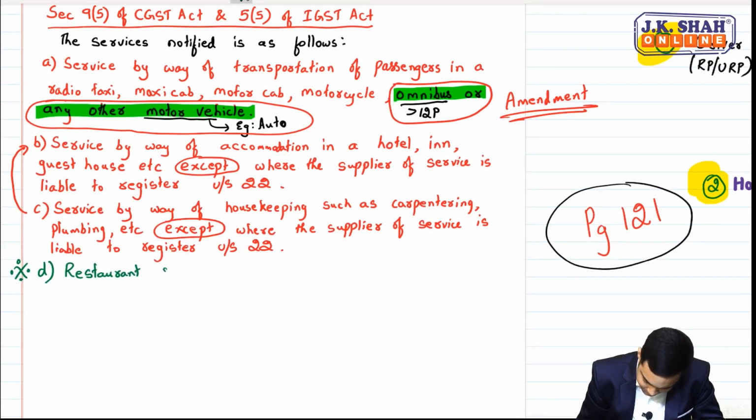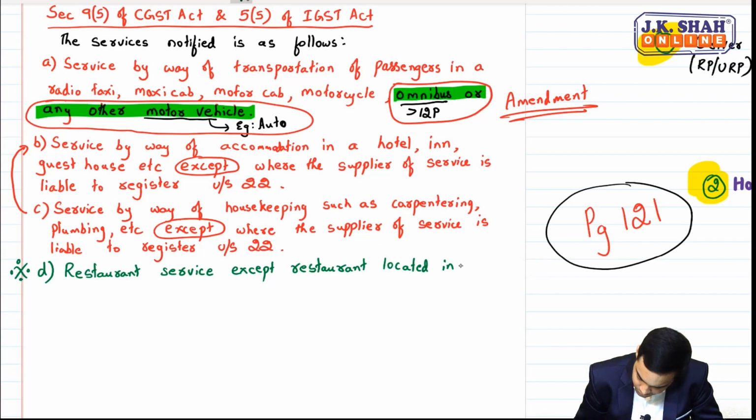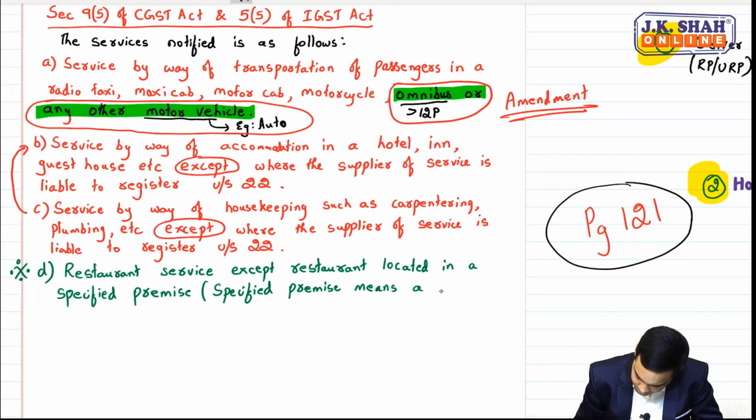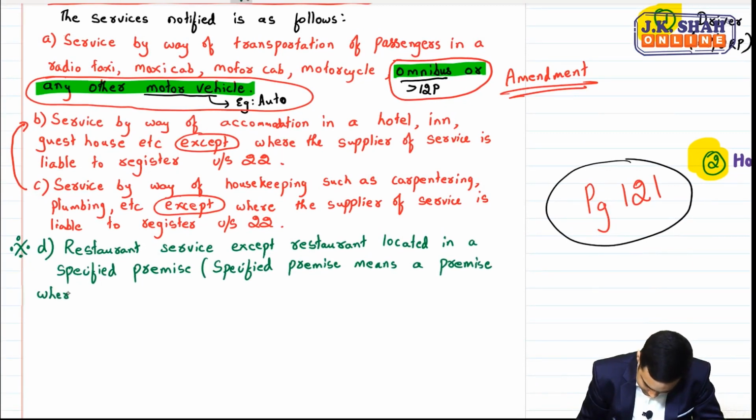Restaurant service except restaurant located in a specified premise. Within bracket you'll write: specified premise means a premise where the declared tariff.